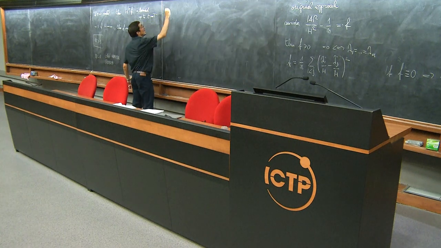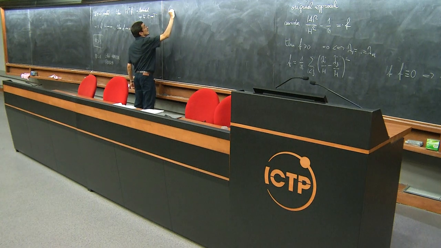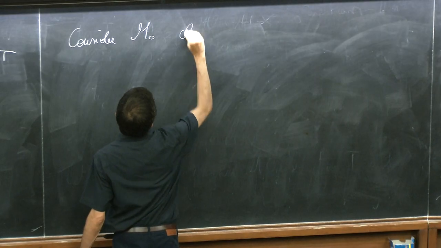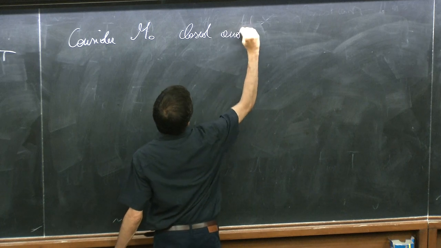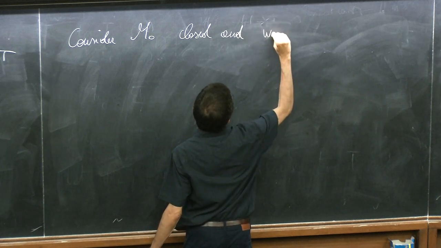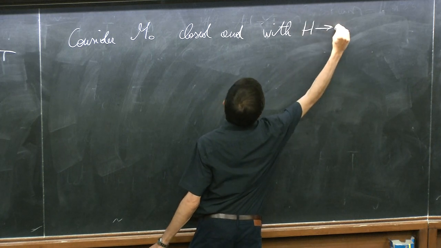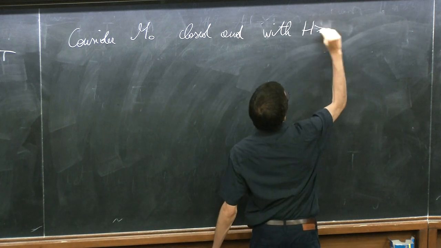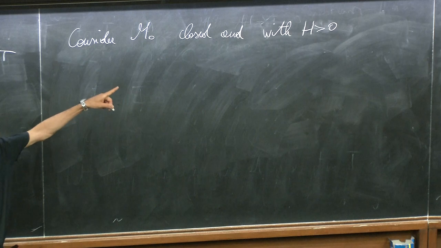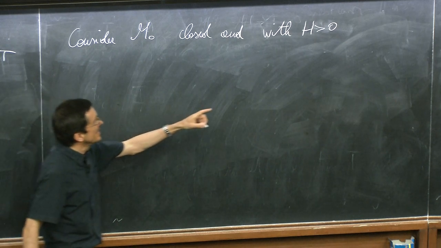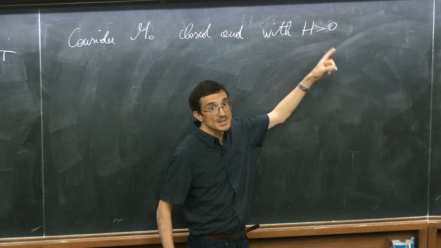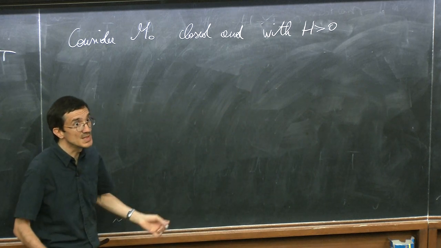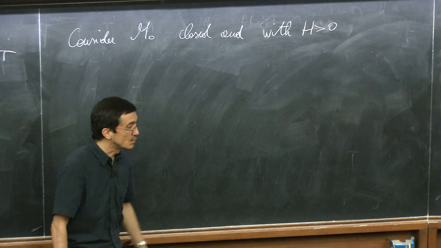So suppose now M0 closed, smooth, mean convex, so with H equal to 0. I wrote and I said it wrong, with H greater than 0. Again, I write for simplicity H greater than 0, but if it is greater than or equal to 0, by the strong maximum principle, it immediately becomes strictly positive everywhere.